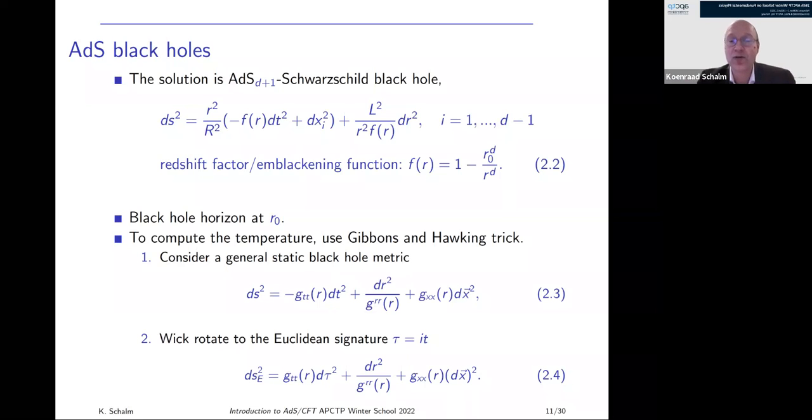You can use this identification of going to Euclidean time. So what you simply do is you Wick rotate to Euclidean signature, where Euclidean time, tau, is i times t. Then you get a Euclidean metric, which looks as follows. So this is still the g_tt. The only thing that happened is this minus sign has changed.